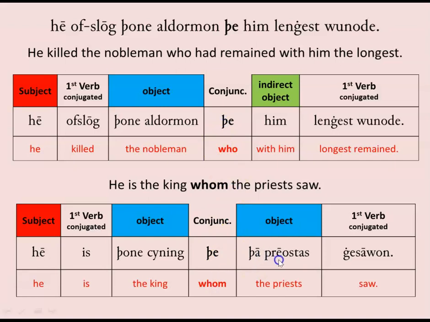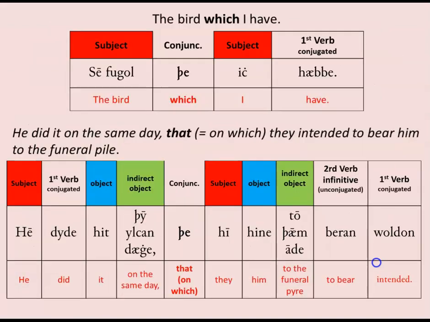Þā preostas. Now þā here is representing the plural. Preostas is the accusative plural for priests. Þā is the appropriate demonstrative that goes in front of that. Gesāwon, past tense, saw, third person plural.